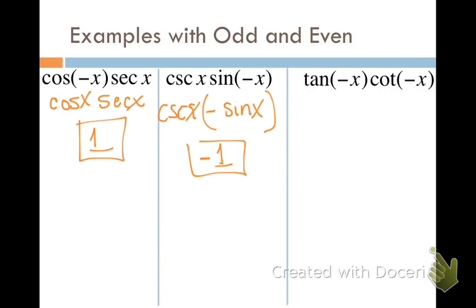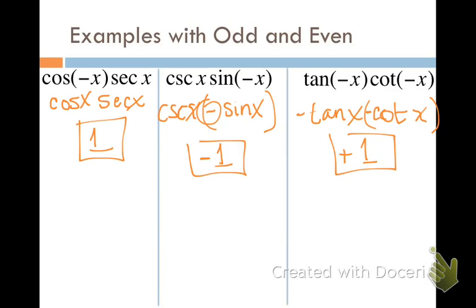Sine of negative x becomes a negative sine of x. Cosecant and sine of x are reciprocals, but I have the negative here, so I get negative 1. And on the last one, both of these are odd, so they both became the negative versions of themselves. I have a negative times a negative, so I get a positive, and tangent and cotangent are reciprocal, so I get 1.